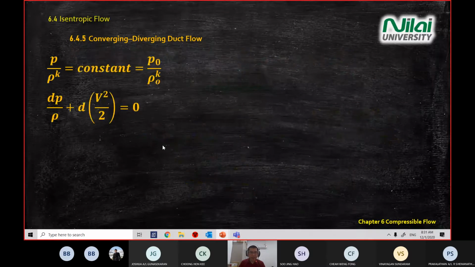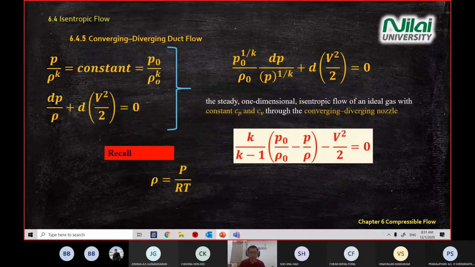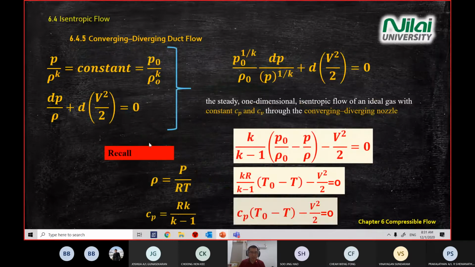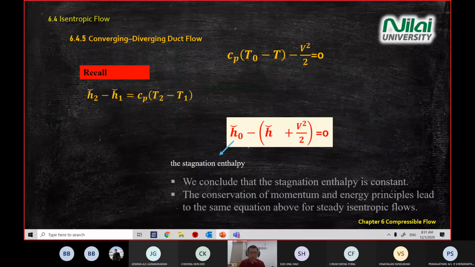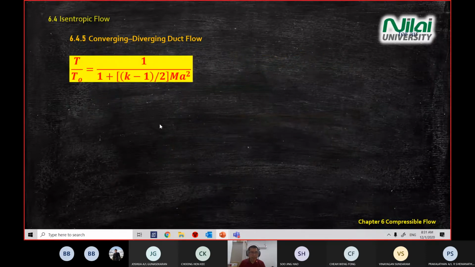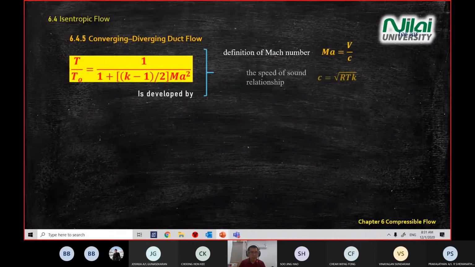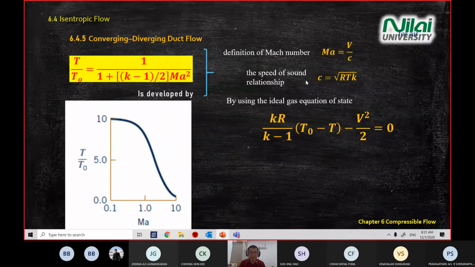Okay, the next one, you read through my slides. All these are mathematics conversion. I'll not go through; you read through all these. This is the first equation for today, very important. The derivation I won't go through, but at least you know that T over T0 equals 1 over 1 plus (K minus 1) divided by 2 Mach number squared. This is the first equation for today.